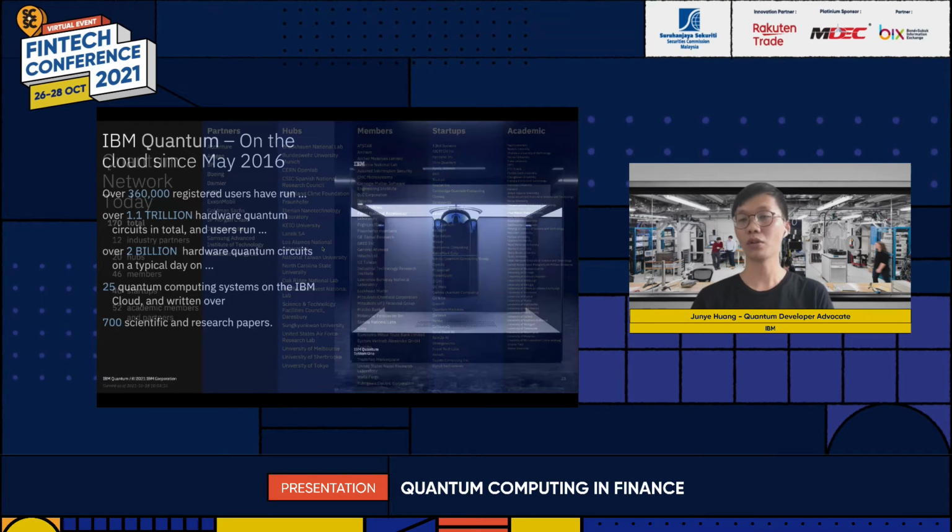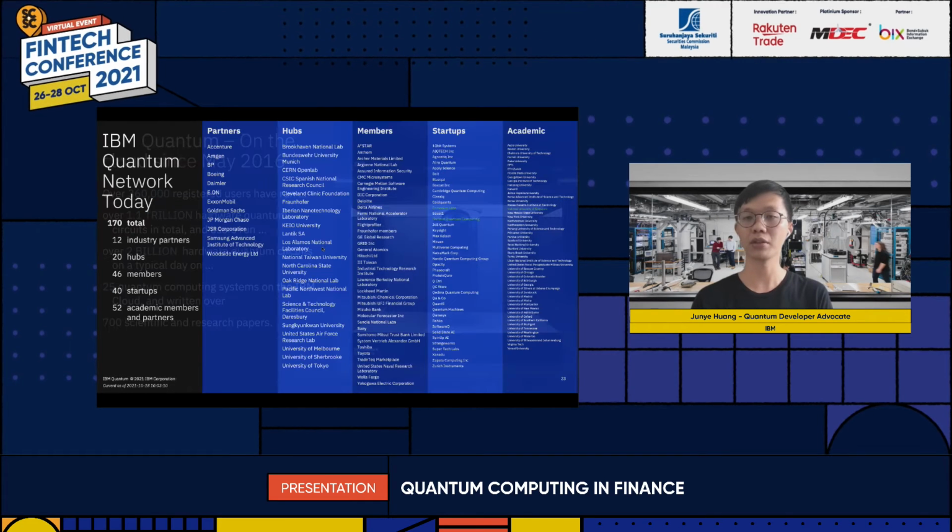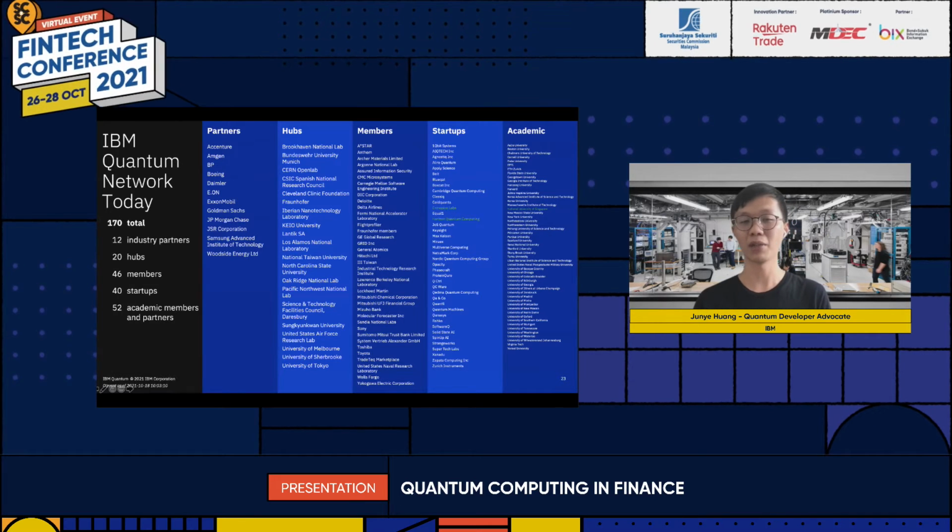And we also have the IBM Quantum Network, which has our partners, hubs and members. We also have staff members and academic members. And I highlighted a few that are in the region. They're all based in Singapore. So Entropica Labs and Horizon Quantum Computing are quantum startups in Singapore. And we also have an academic partner, the National University of Singapore, where I also did my PhD.